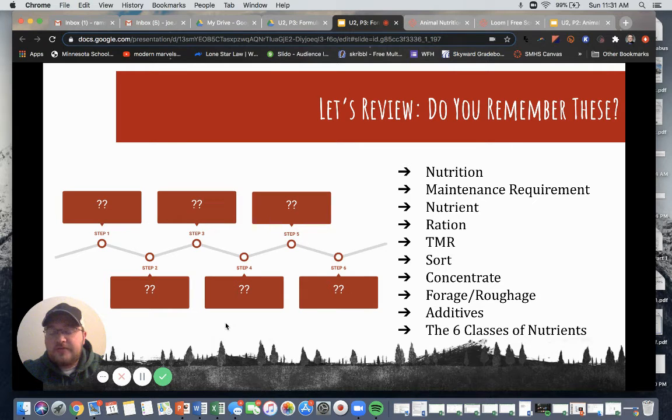The 6 classes of nutrients are: water, which is very often overlooked but very important. Number 2 is carbohydrates, or CHO. 3, we have our fats or lipids. 4th is proteins. 5th is minerals. And 6th is vitamins. So those are the 6 classes of nutrients that are needed.